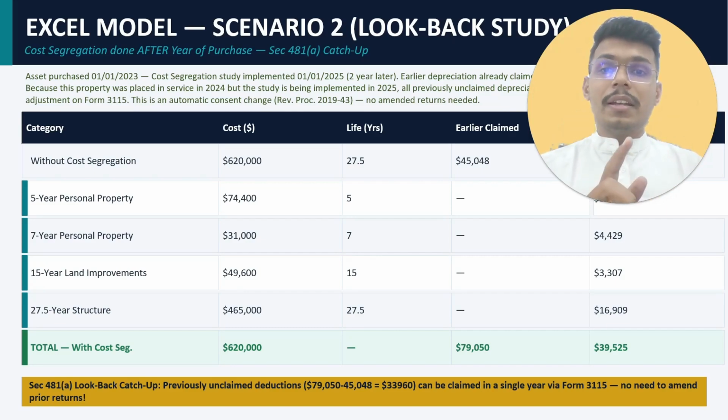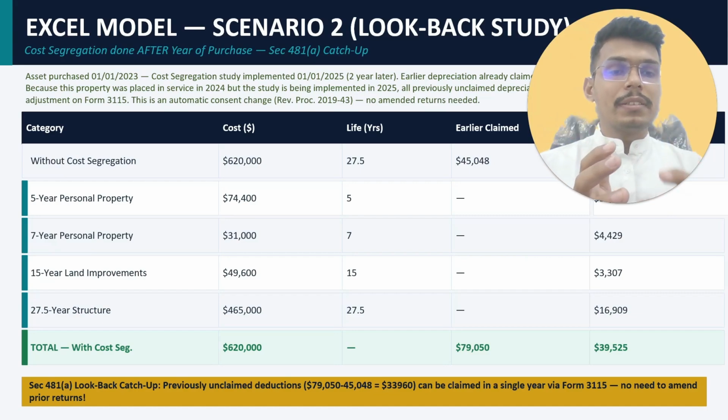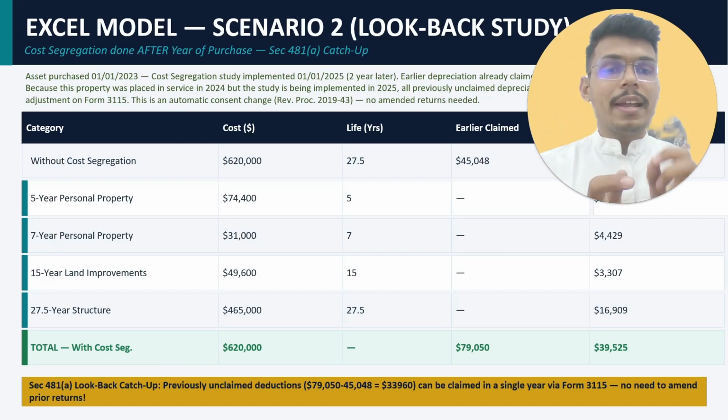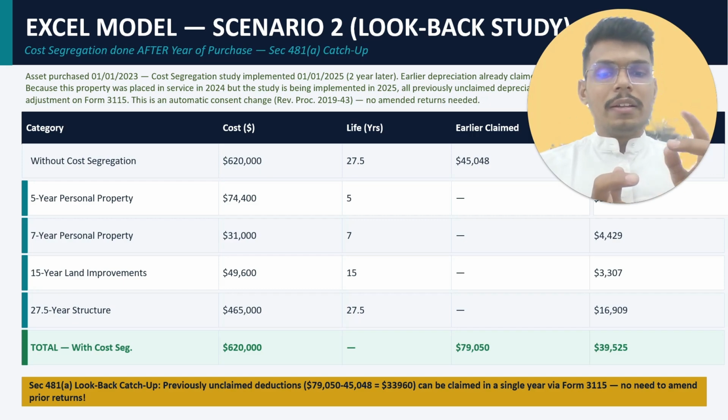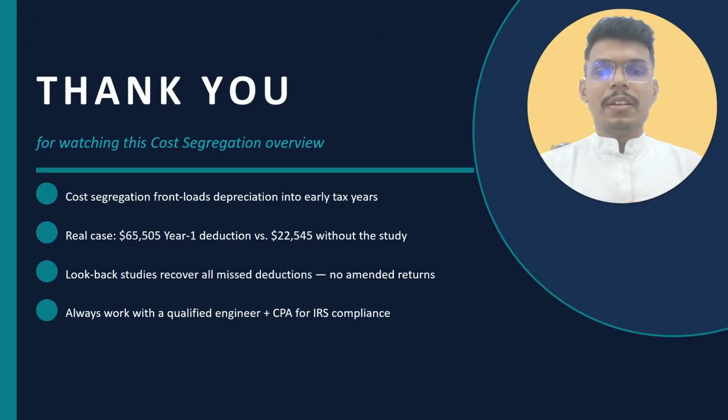And if the person had conducted a cost segregation at the time of purchase of the property, then what is the depreciation that the person would be eligible to claim? That amount comes to $79,050. So the difference of both amounts will go to the Section 481 adjustment. The difference will come to $33,960. So the person claims a higher deduction of $33,960.